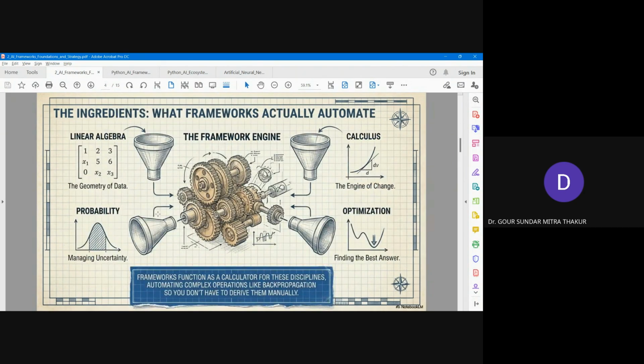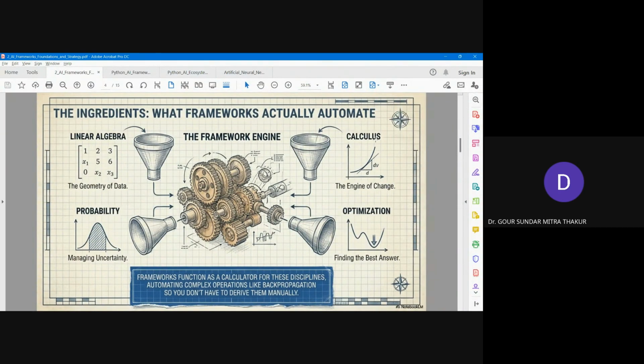So why was the framework actually required? Because, as I was saying, a simple deep learning model requires different domains of mathematics and science. Basically, it requires linear algebra to represent the data, which is known as the geometry of data. And then calculus is required, because the error has to be back propagated.